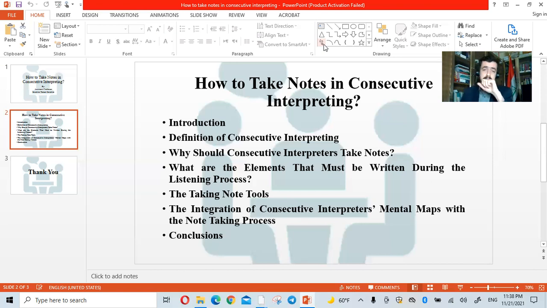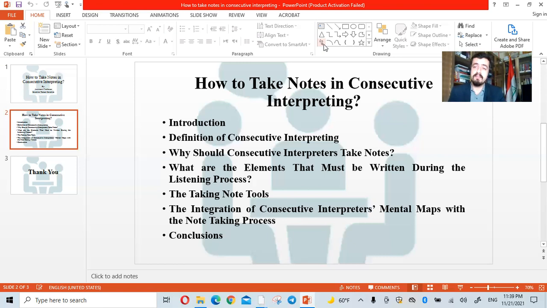And now we talk about the most important element, which is called the integration of consecutive interpreters' mental maps with the note-taking process. This is a very important point that we have to bear in mind. What does this mean? Some students fail to keep pace with the listening and focus on writing only, and this is a big failure in consecutive interpreting. This means that the students of consecutive interpreting must focus on the listening process and the note-taking process at the same time. There must be a happy marriage between these two processes. There must be some sort of balance between them.